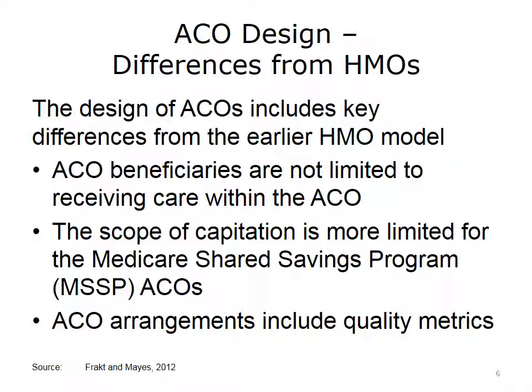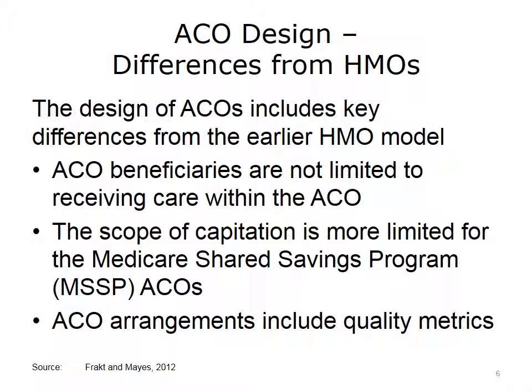These quality measures are intended to reward an ACO if it provides good care and penalize an ACO if it fails to provide the right care. Quality measures were not part of the HMO model. As a side note, part of the reason that quality measures can be used in the ACO model has to do with technology changes between the 1990s and today.